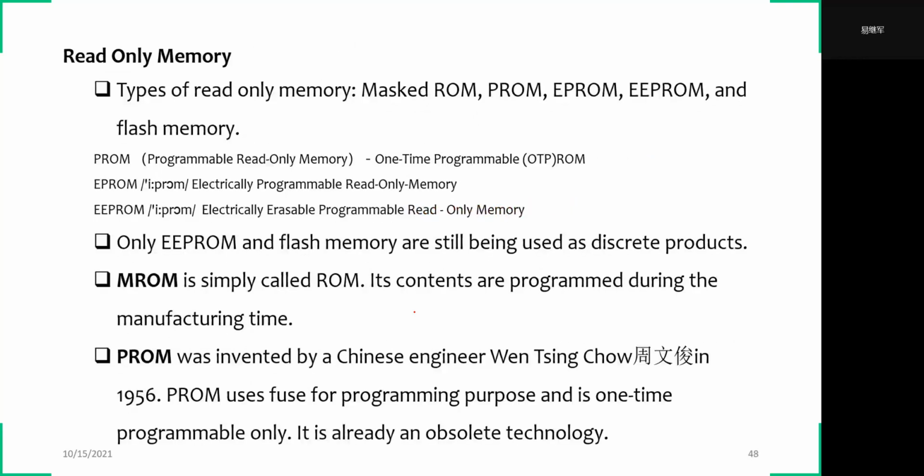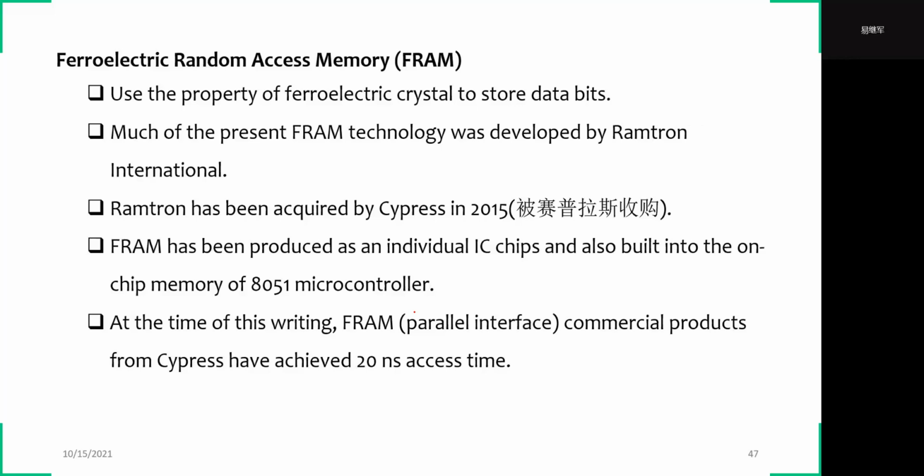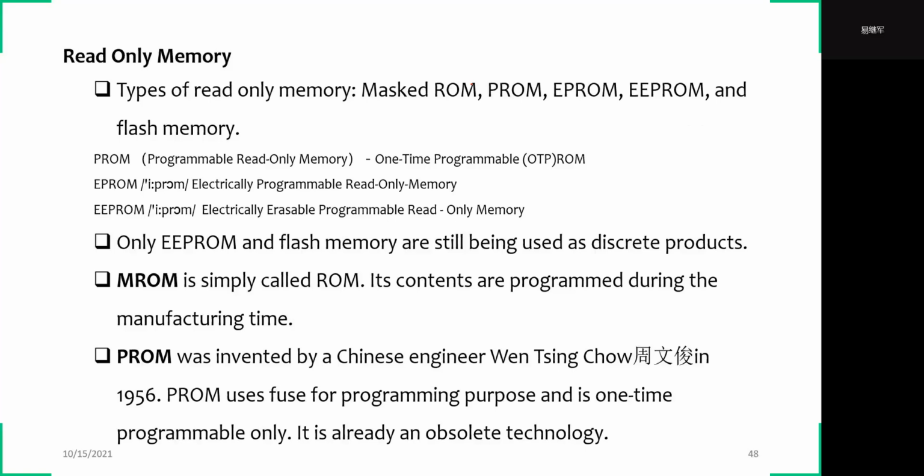There are some concepts I need to tell you: the RAM and the ROM. The information stored in the RAM will be lost if the power is off. But the information in the ROM, read-only memory, will be kept.